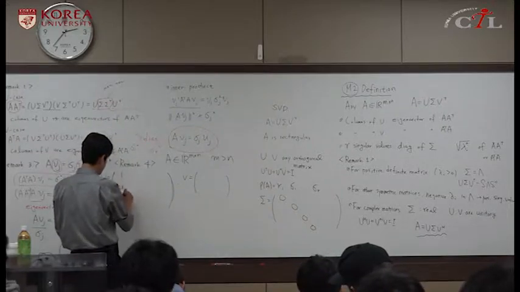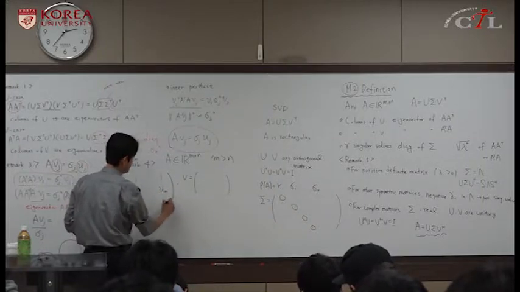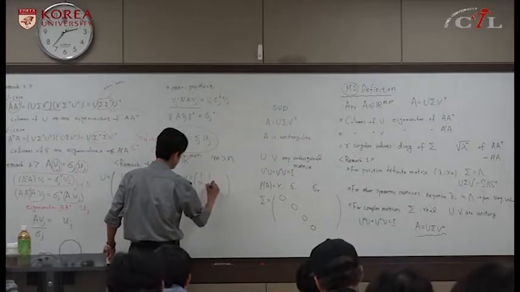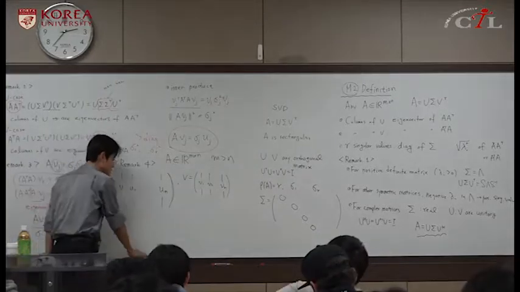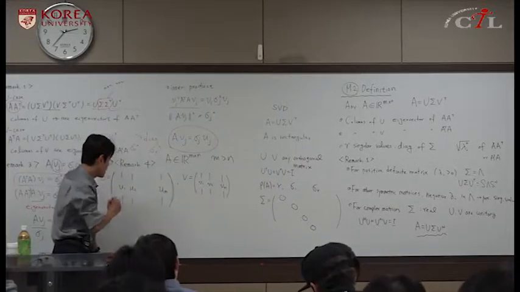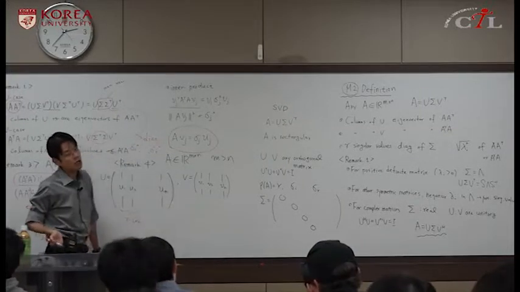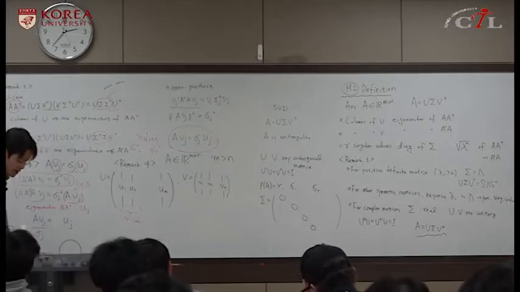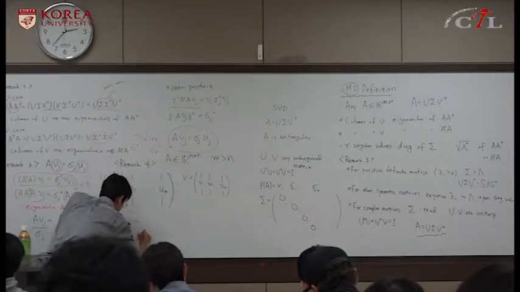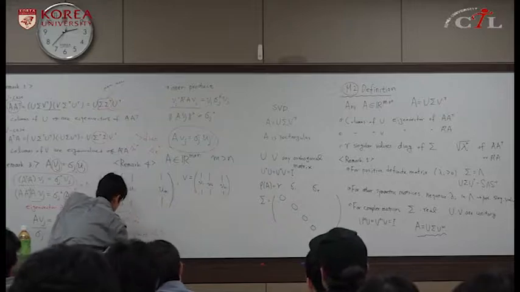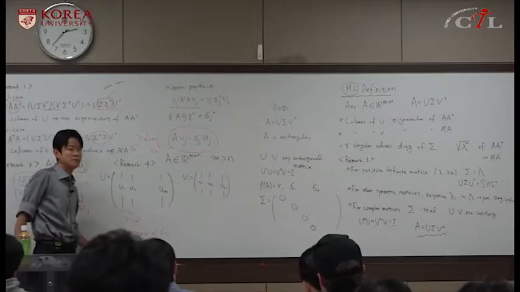And here's U1, U2, blah blah blah, Um, and V1, V2, blah blah blah, Vn. If we do the singular value decomposition like this, then let's say the rank is r, then the first r columns are the basis of the column space of A. They are the basis of column space.